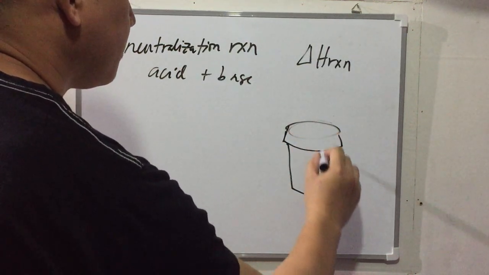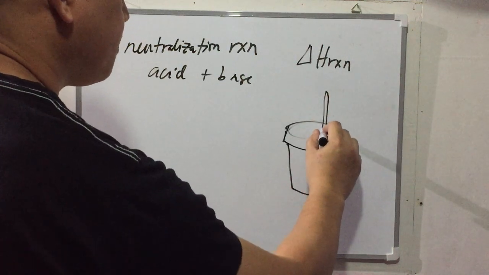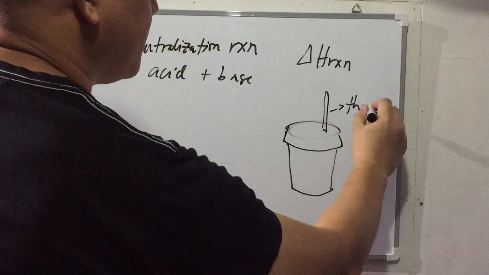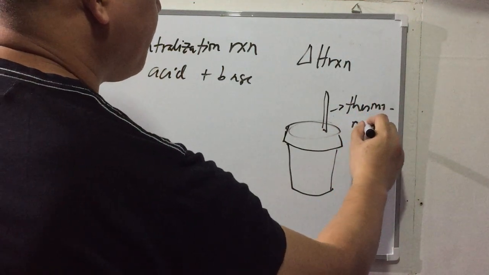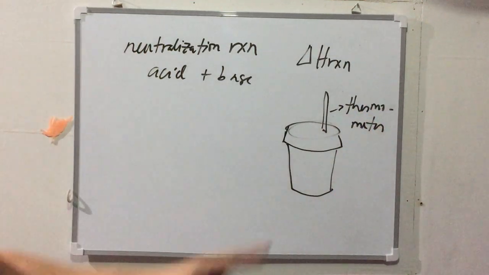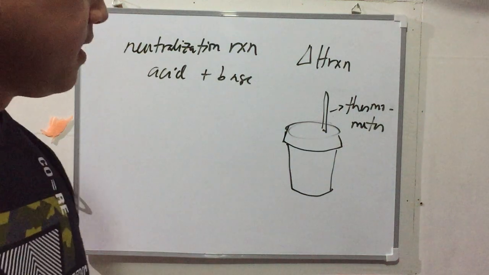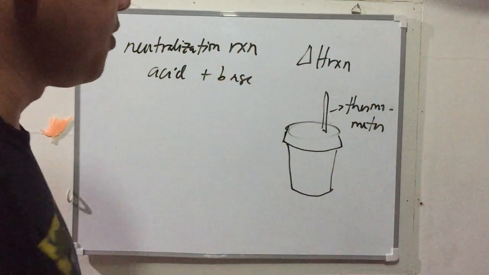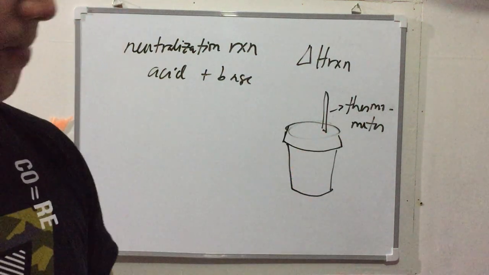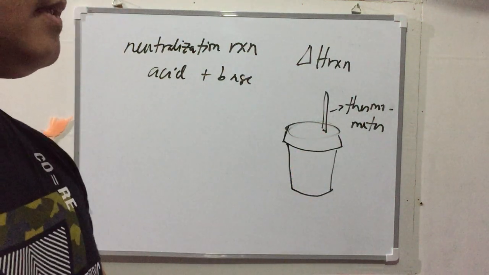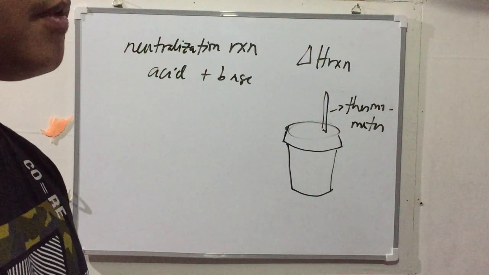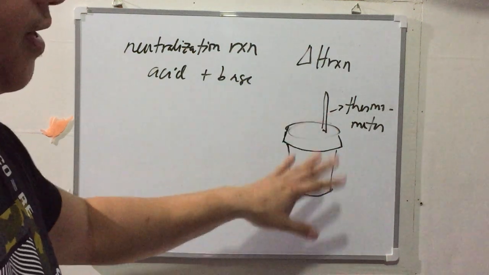So it's going to be a coffee cup calorimeter with a thermometer stuck into it. The reaction is going to happen inside. You're going to measure the temperature with this thermometer punctured into the cover, and here the change in temperature would give you an indication of the heat capacity of this entire thing.